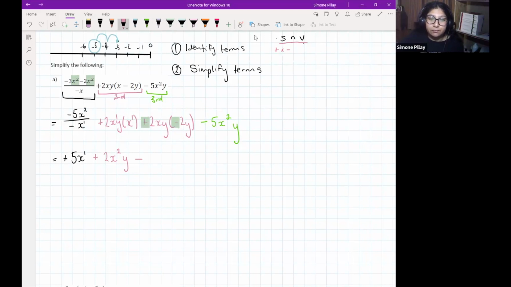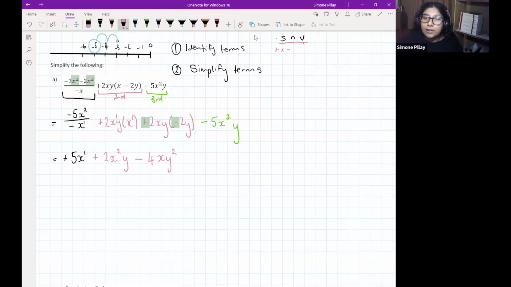It's gonna be 2 times 2 is 4. And then the answer is gonna be 4xy to the power 2. Y to the power 2, 100%. How did we get this negative 4xy squared?